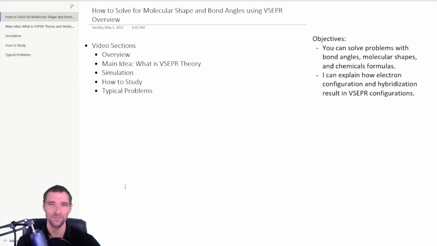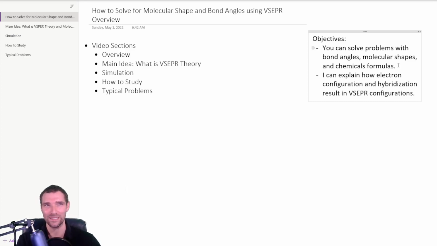Today we're going to be talking about VSEPR, as it's often pronounced, and how you can use that model to find the geometric arrangement of atoms, to find the shape of a molecule, and also these bond angles. So you should be able to solve problems involving anything related to VSEPR at the AP Chem level, is kind of what I'm doing.